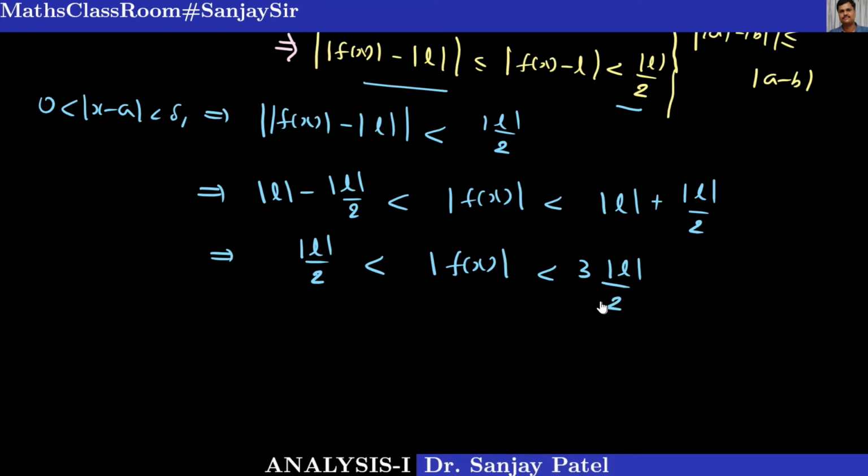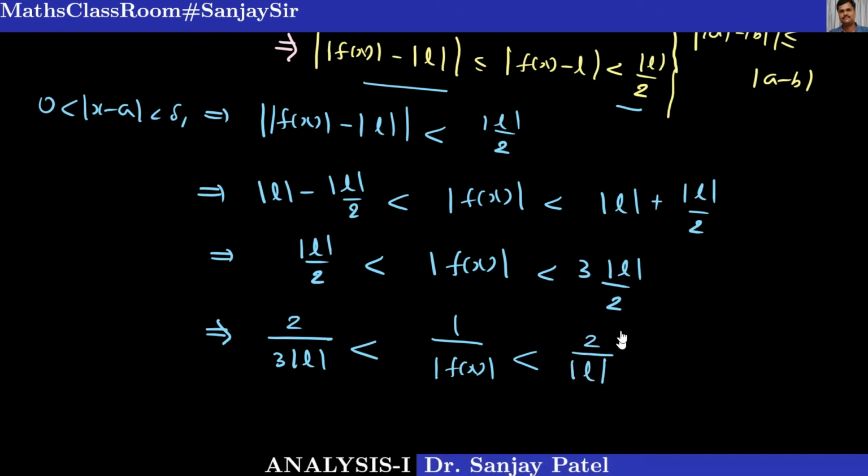What I want to do is make 1 upon mod of f(x) less than some constant. Now we are on the right way. Remember, L is not 0. So taking reciprocal in this inequality will not create any problem, since f(x) is non-zero everywhere in the domain and L is also given as a non-zero number in the hypothesis. If I take reciprocal, here we have A less than B less than C, so 1 upon C less than 1 upon B less than 1 upon A. So I am writing 2 upon 3 mod L is less than 1 upon mod of f(x) is less than 2 upon mod L.